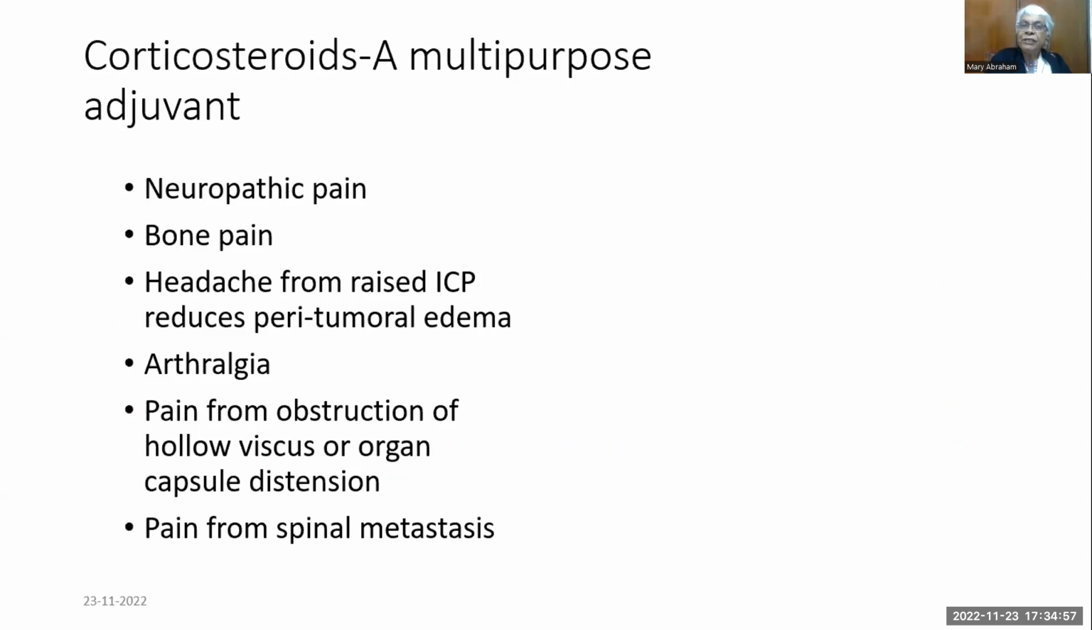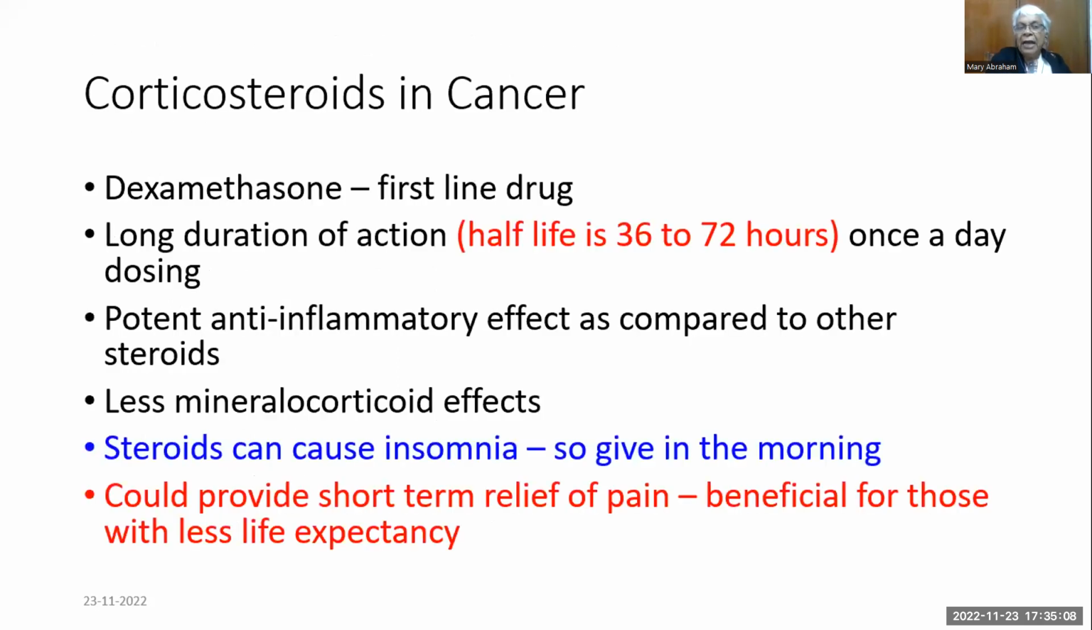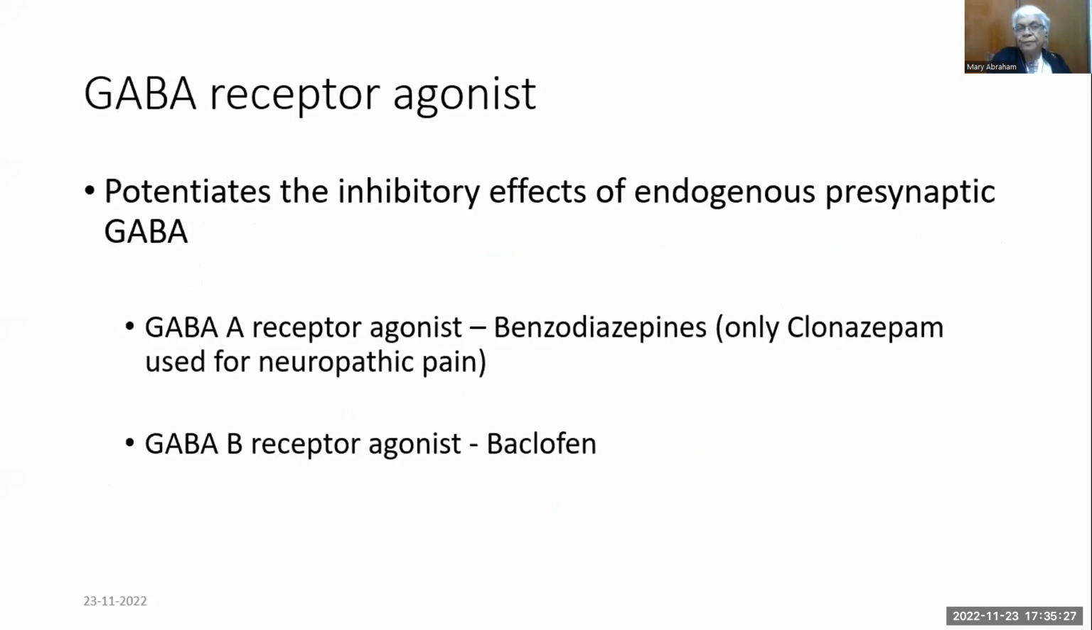Now, I already mentioned the use of corticosteroids. It can be very useful in the treatment of refractory pain, whether it is due to any of the reasons listed over here. The preferred drug is dexamethasone because it has a very potent anti-inflammatory effect with fewer mineralocorticoid side effects and a long duration of action. Particularly for short-term pain relief, especially for those whose life expectancy is less, you can give a course of steroid.